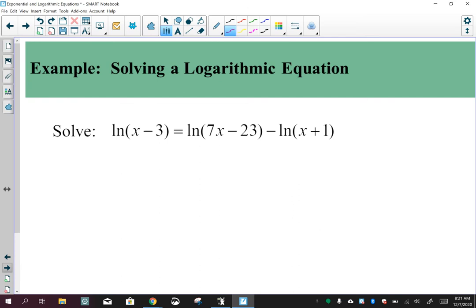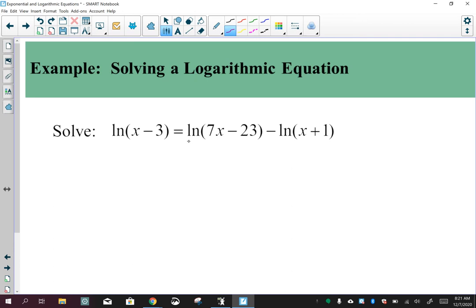So now, back to this. Natural log of x minus 3 is equal to the natural log of 7x minus 23 minus the natural log of x plus 1. So when you're looking at this, you're saying, okay, this is a lot of natural logs. Well, remember, you have properties. We want to make sure we have the same base on both sides. Luckily, with natural log, you're already in the same base, so there's not much that you need to do.